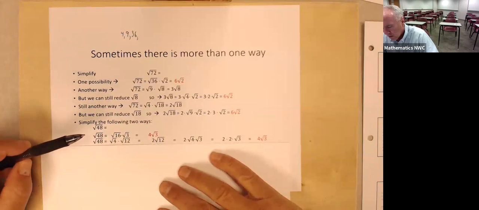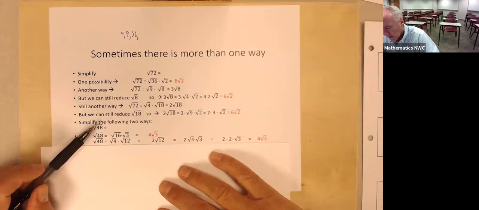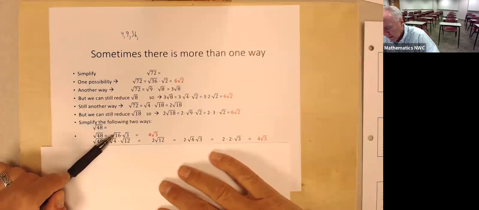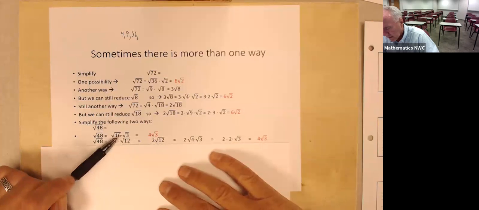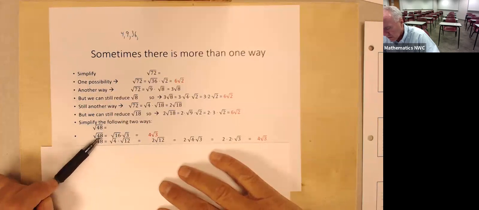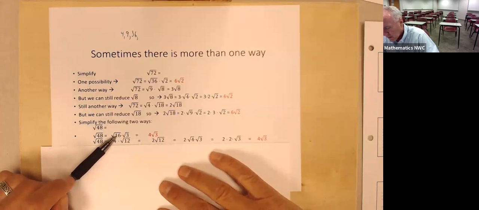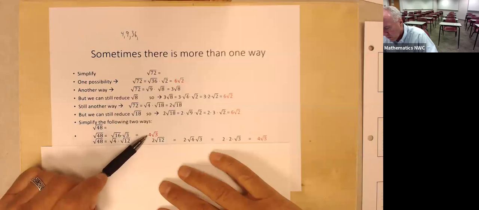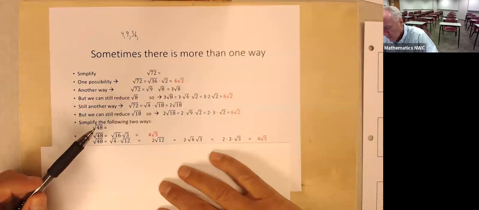There are two perfect squares that go into 48. One is the number 16. The other is a number 4. 16 goes into 48 3 times, so 16 times 3 gives you the 48. But the square root of 16 is a perfect square, 4. And that would be my answer.